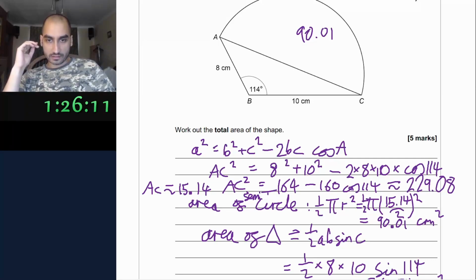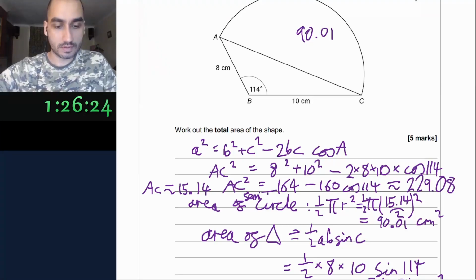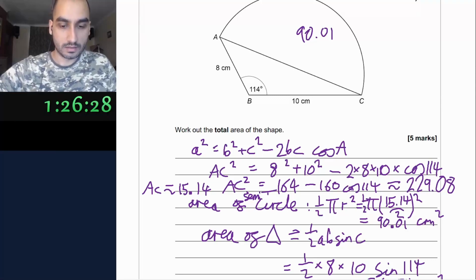So the area of the circle, divide that by 2, 17.57, so it'll be 17.57 squared times pi over 2. 17.57 squared times pi divided by 2 is 48.